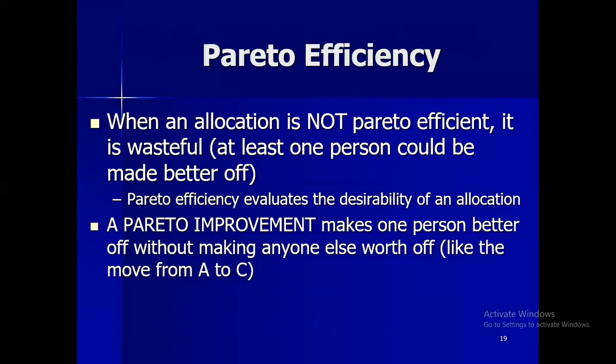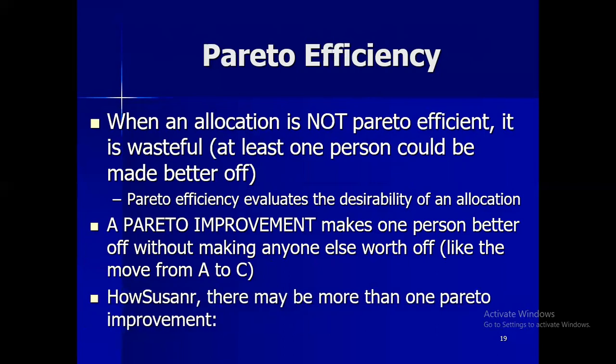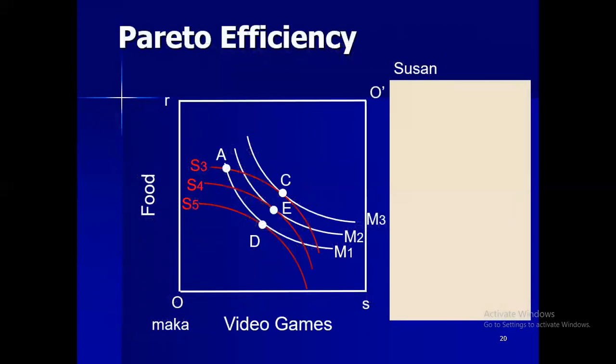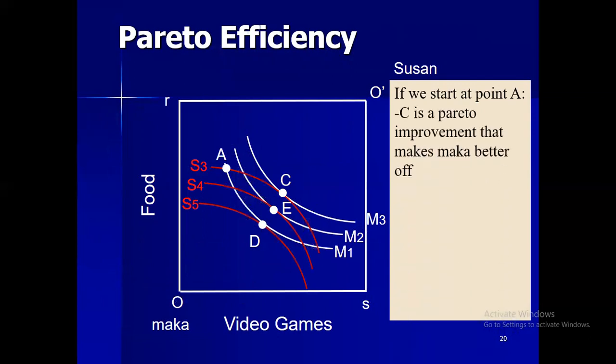A Pareto improvement. What is a Pareto improvement? A reallocation of resources that makes one person better off without making anyone else worse off, right? Like moving from A to C that we have discussed already in the last few slides. However, there may be more than one Pareto improvement. If we start at point A, C is a Pareto improvement that makes Muskan better off.